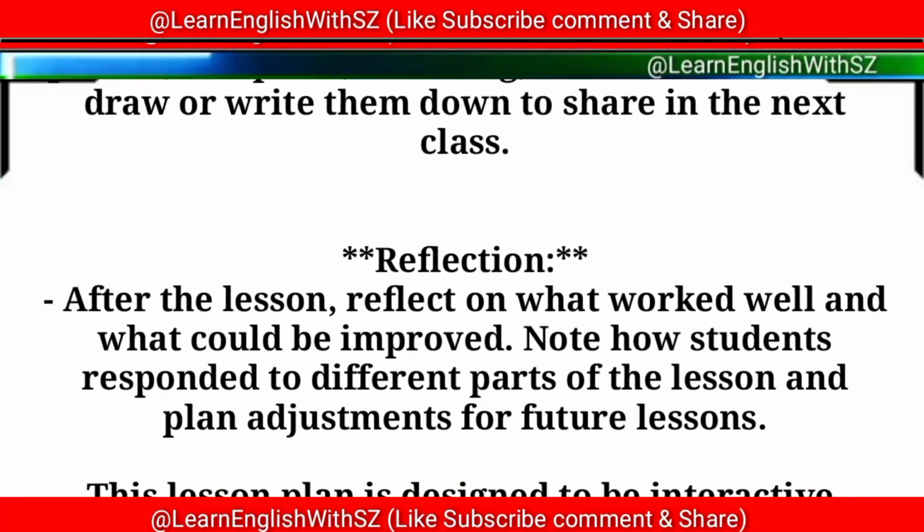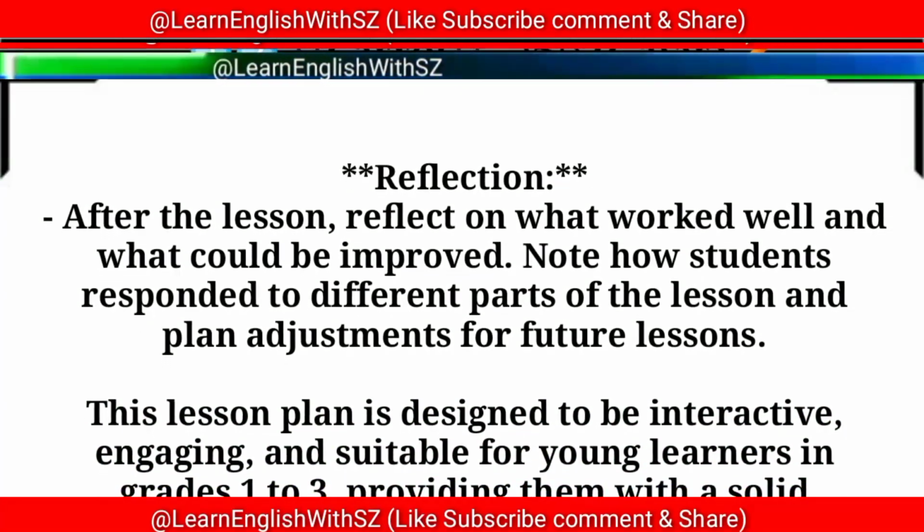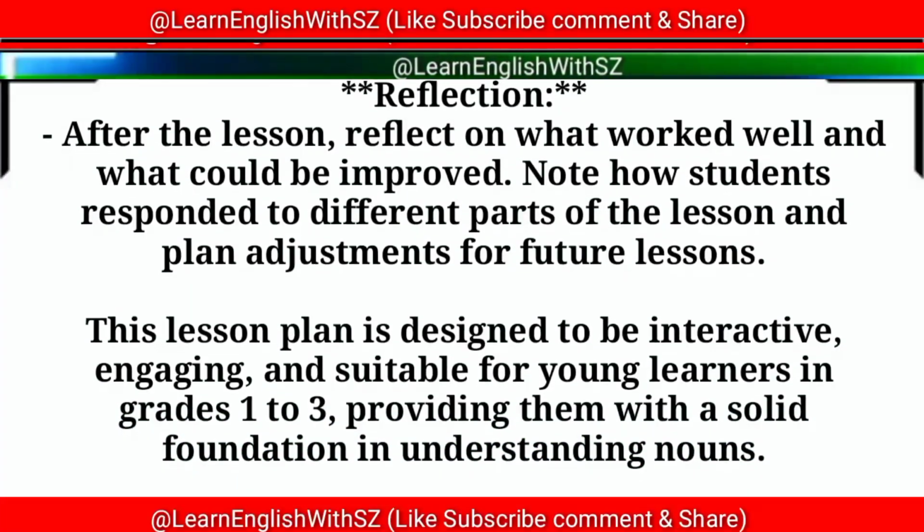Reflection. After the lesson, reflect on what worked well and what could be improved. Note how students responded to different parts of the lesson and plan adjustments for future lessons.